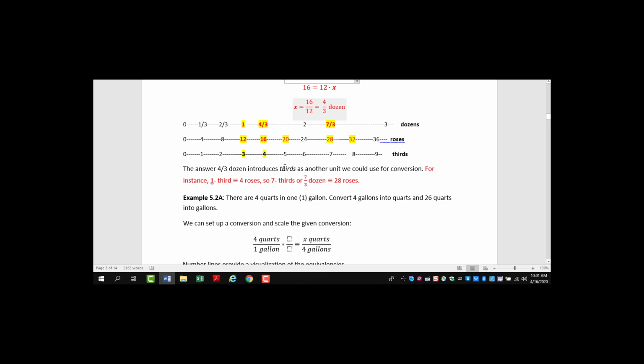The answer 4/3 introduces thirds as another unit we could use for conversion. For example, 1/3 is 4 roses. 2/3 would be 8 roses. 3/3, which is 1, would be 12, etc. 7/3, you can go, well, if 1/3 is 4 roses, then multiply this by 7. 7/3 is 28 roses.